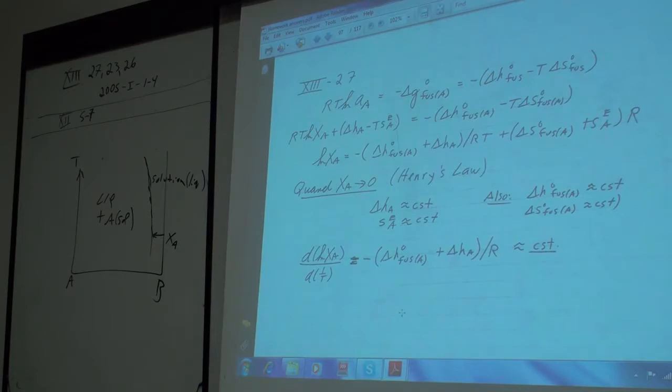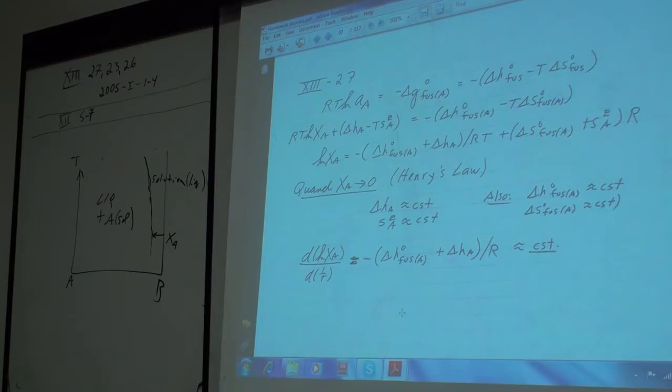Rearranging this, we get that the logarithm of XA, the solubility, is given by this expression. Now, when XA is approaching 0, we're talking about a very dilute solution, so we apply Henry's law, which says that the activity coefficient, or the partial heat and excess entropy of A, or RT log gamma A, is approximately constant. And we're also assuming that the heat of fusion and the entropy of fusion are approximately constant. If all these terms are constant, then obviously ln XA is a constant over T plus another constant. In other words, log XA versus 1 over T is a straight line.